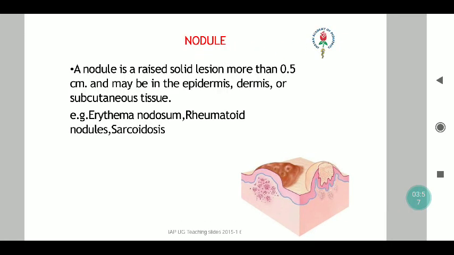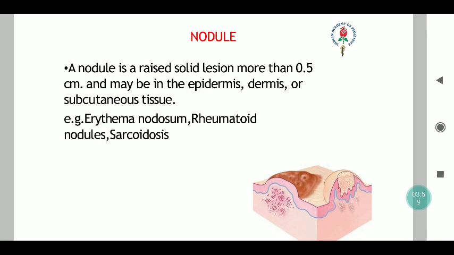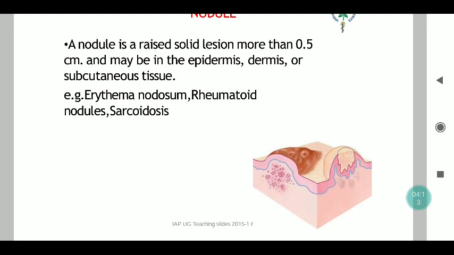Now a nodule is a raised solid lesion more than 0.5 centimeters in size and generally is in the epidermis, dermis or subcutaneous tissue, examples of which are erythema nodosum, rheumatoid nodules and sarcoidosis. As you see in this diagram, the lesion occurs in the subcutaneous region and size is generally more than 0.5 centimeters.